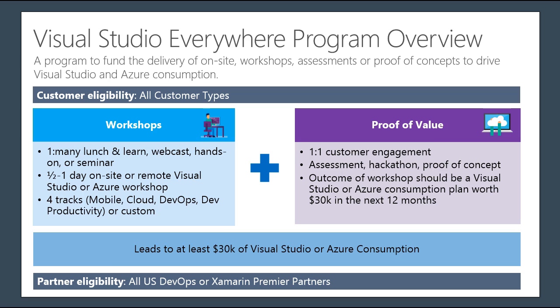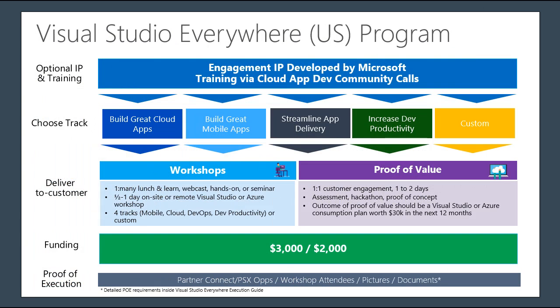And then the next component is going to be the proof of value. I'm going to skip to the next slide just to help with some of the clarity on the separation of the two. So again, it's 4 common tracks, and we add the 5th one being whatever the partner has as their specialty. So you can drive your own content that you're already using.